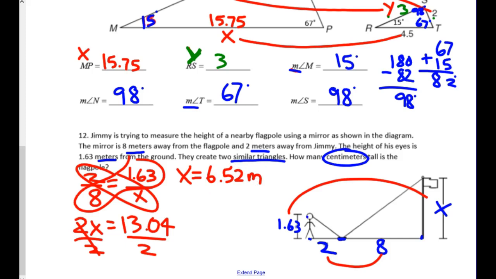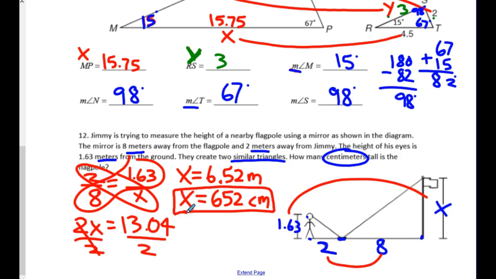And now we need to put our answer in centimeters. So remember, there's 100 centimeters in a meter. 100 has 2 zeros, so you're moving the decimal place 2 to the right. So 6.52 meters is 652 centimeters, and that's what we were trying to get right there. Okay.